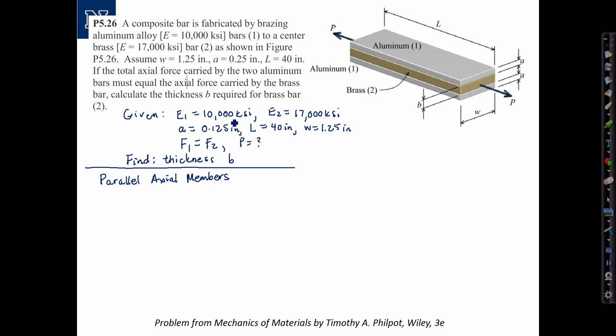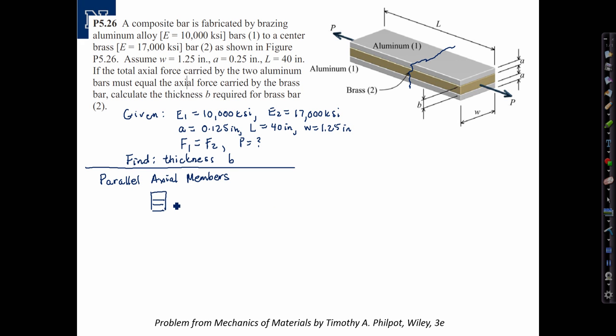Now normally for a problem like this I would start by considering equilibrium, drawing a free body diagram. In this case my free body diagram is going to be a cut right through the middle of these sandwich members. And it's going to look something like this. This is a side view.